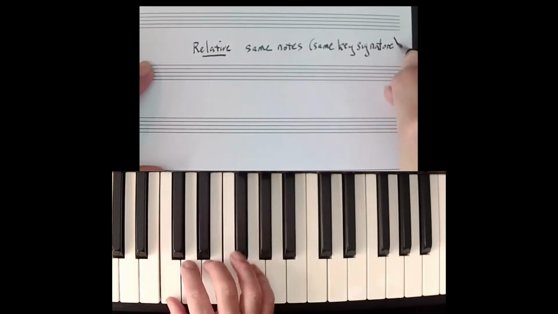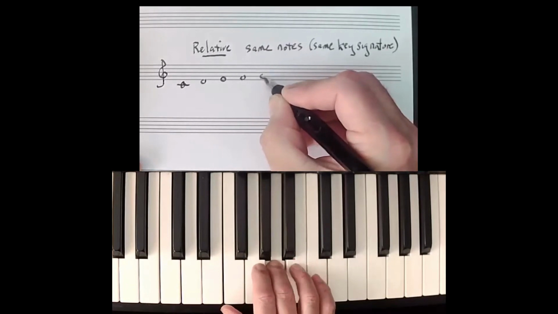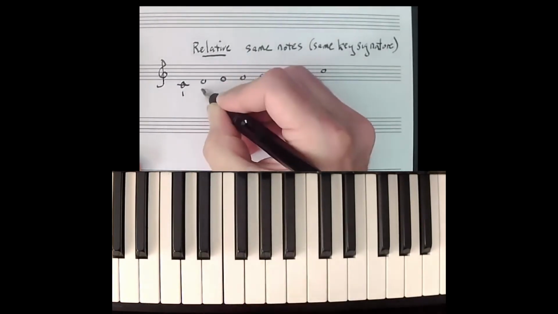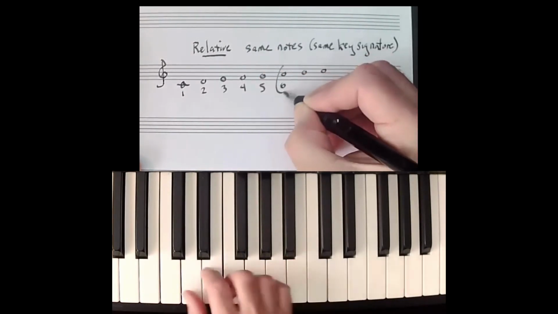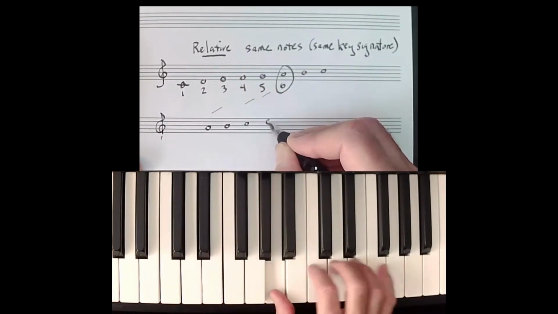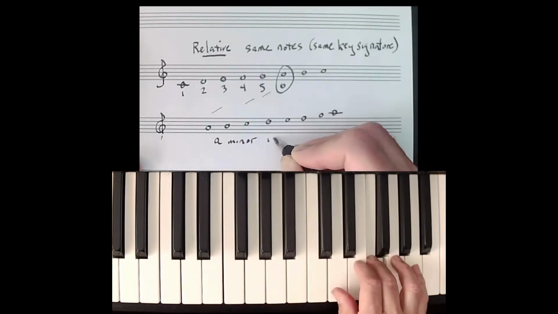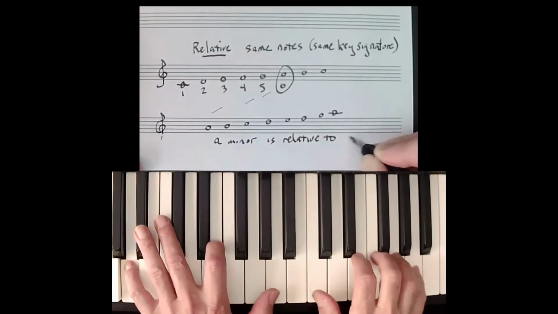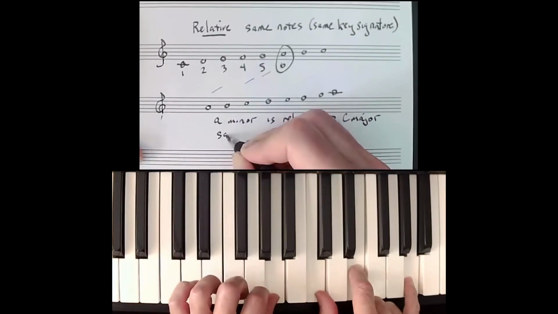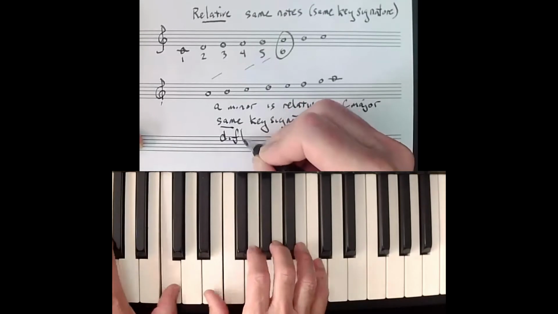So, for example, a C major scale is a relative scale to the A minor scale. We learned that to count to the sixth note and play the same notes gives us a scale that's minor in quality and that is relative, that is related to the C major scale.